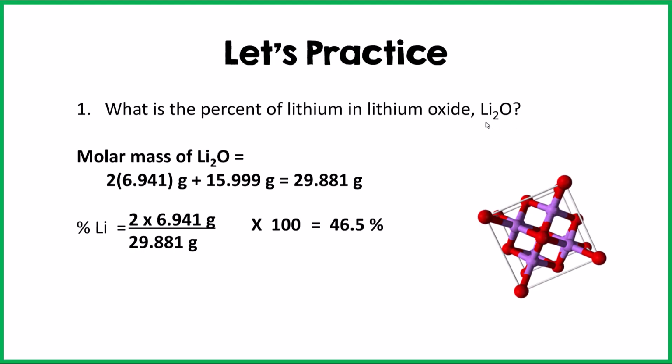So just because there's a ratio here of 2 to 1 does not mean that the mass is 2 times as much for lithium. In fact, it's about half. And then because oxygen is a heavier element, it is going to take up that other half of the mass here. So our percentage doesn't always align with the ratio. In fact, it almost never does.